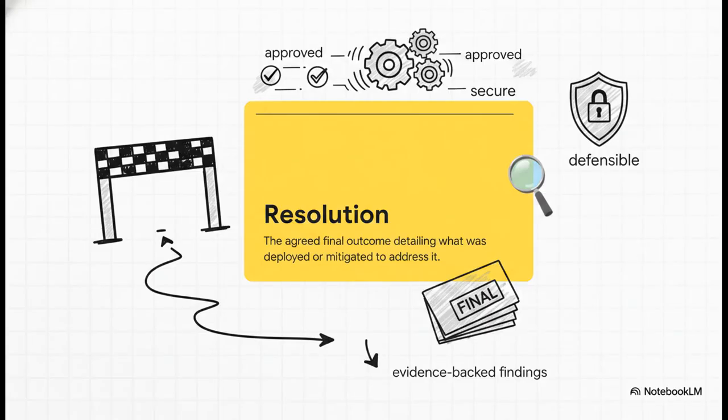Which brings us to the finish line. Resolution. This is the agreed final outcome detailing exactly what was deployed, configured, or mitigated to address the incident. A ticket only hits this terminal closed state when the reviewers are fully satisfied with the evidence-backed findings. It's not just a status update. It is a true, defensible conclusion that you can rely on.